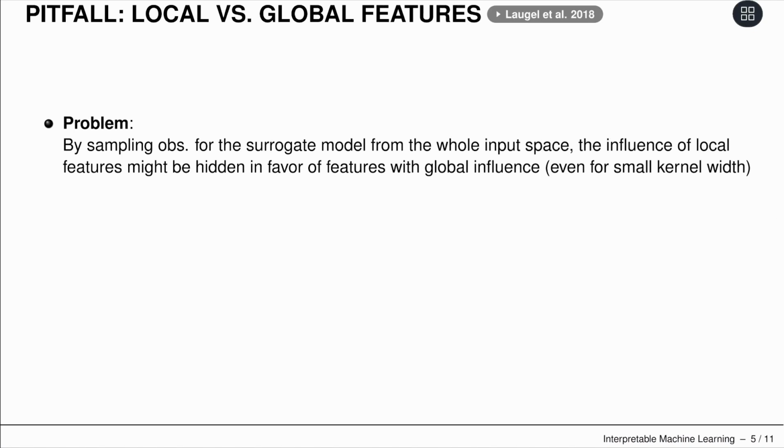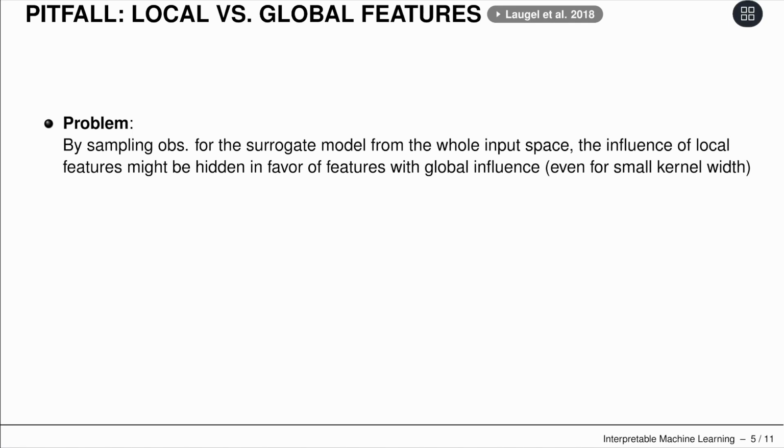So then let's talk about the next pitfall, which is local versus global features. You can see that sometimes you have features which are only important for very local effects and are maybe less important for the global ones, and the other way around, right?